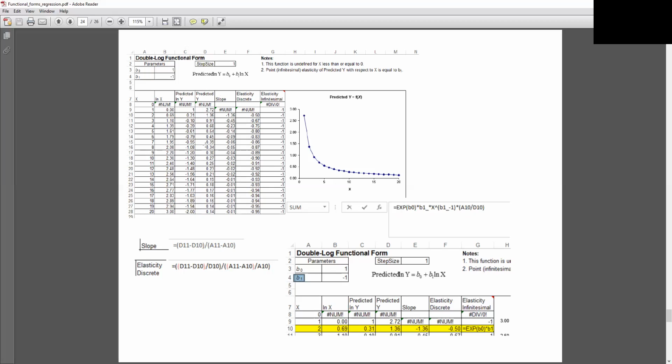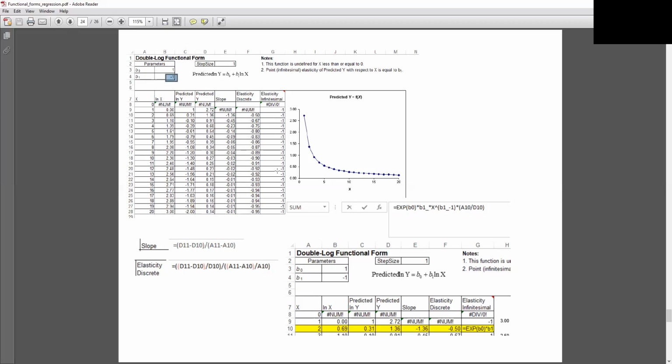But if you want to obtain elasticity directly, without worrying about point elasticity, it is simply the value of the slope itself that is the value of the elasticity in the case of a double log model. You see here, beta 1 is minus 1. This is the value of the slope coefficient, and the elasticity is nothing but minus 1 throughout, because that is what we are saying. It is a constant elasticity model.